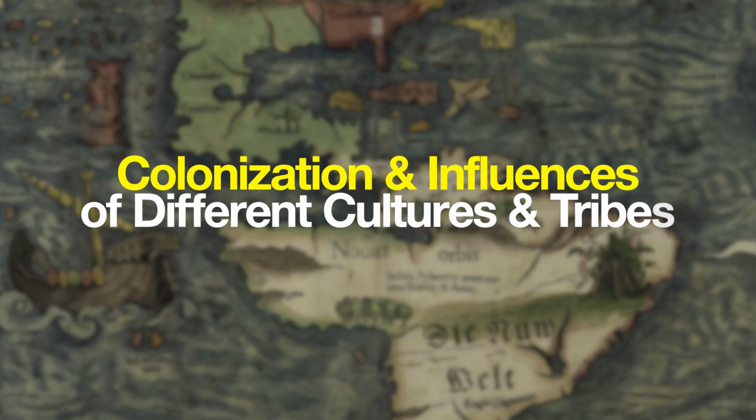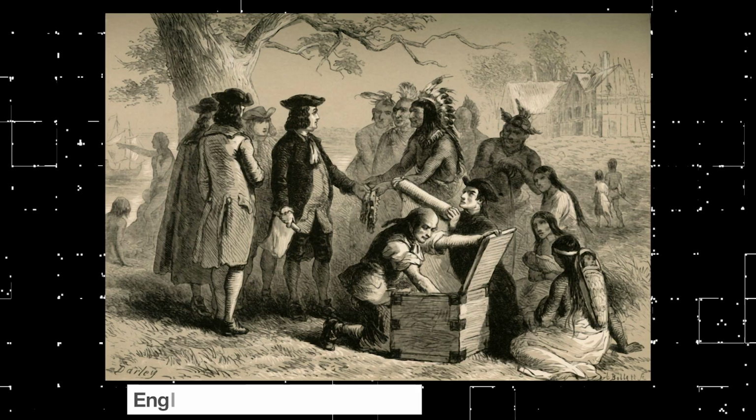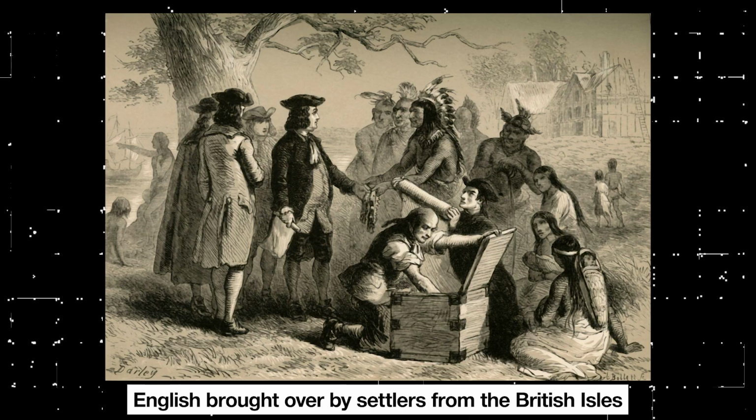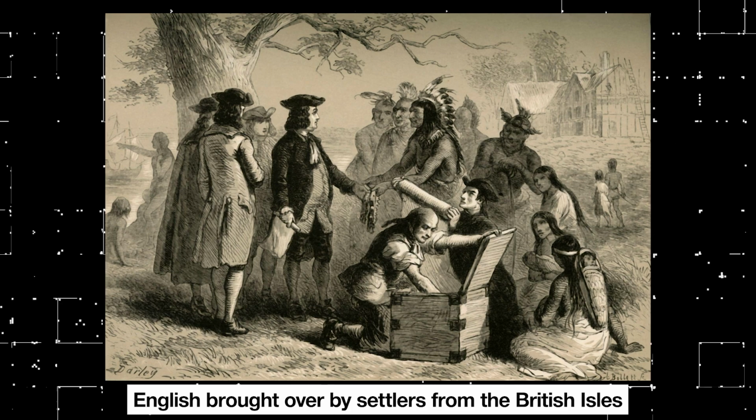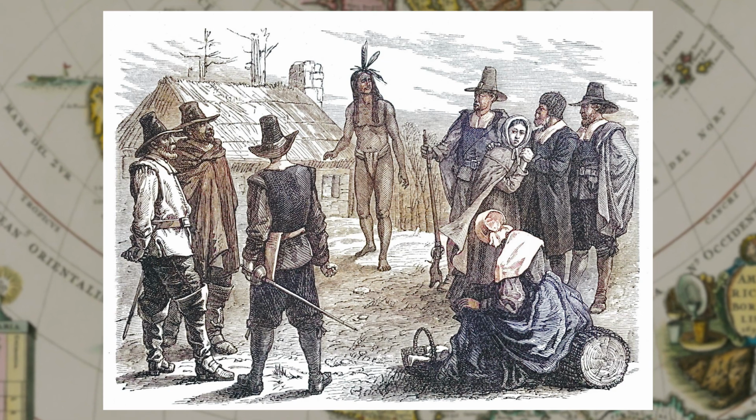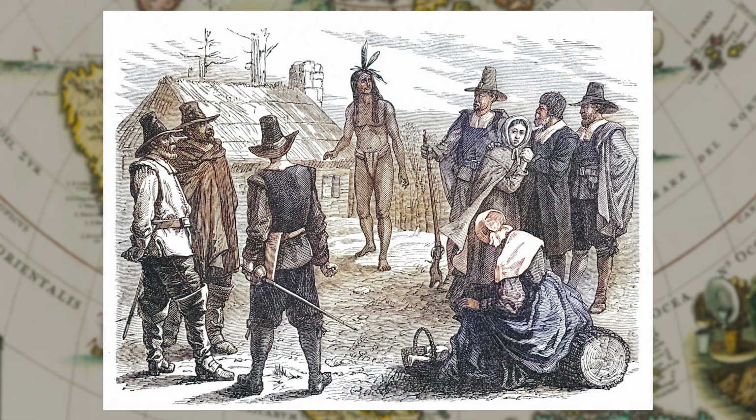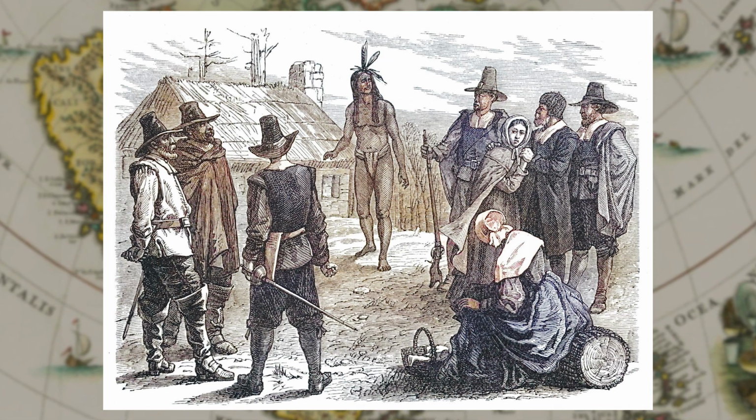Colonization and influences of different cultures and tribes. The origins of the English language in the United States can be traced back to the English brought over by settlers from the British Isles. These pioneers introduced their language to the New World, specifically the North American continent, which eventually became known as the United States.